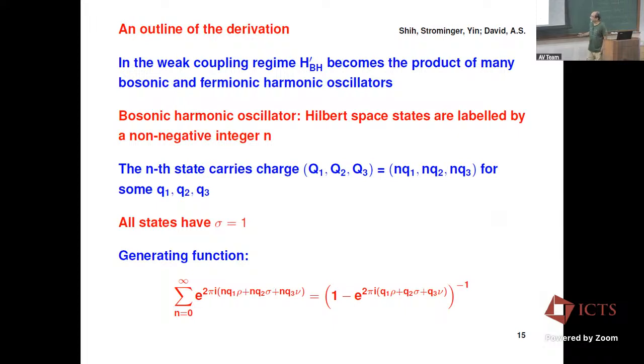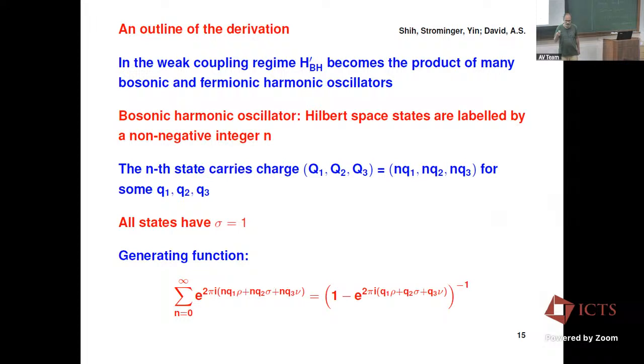So let me explain what a bosonic harmonic oscillator is. A bosonic harmonic oscillator basically is a system where the Hilbert space states are labeled by a single non-negative integer n, and the nth state carries charge which is n times a fixed set of numbers, nq1, nq2, nq3. You can also think of this Hilbert space as built from particles. The state labeled by n corresponds to n particles. Imagine that each particle carries charge q1, q2, q3.